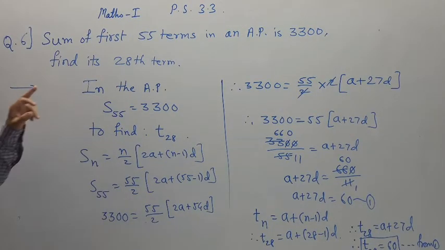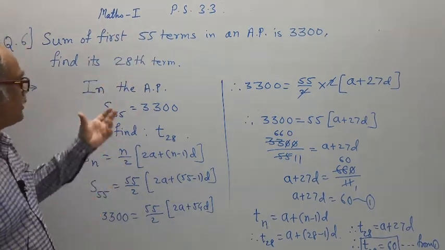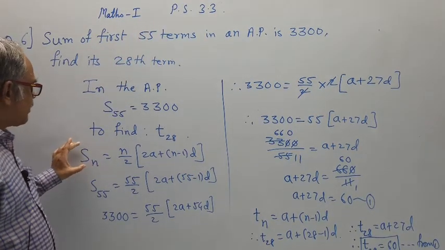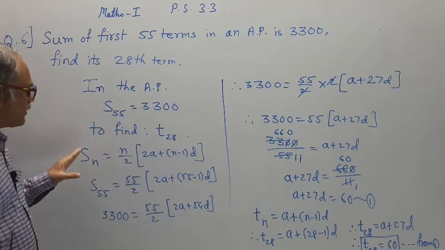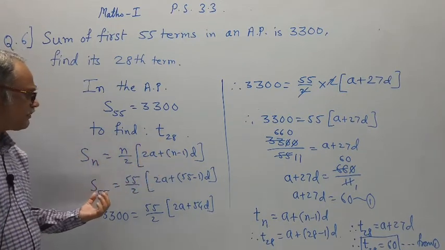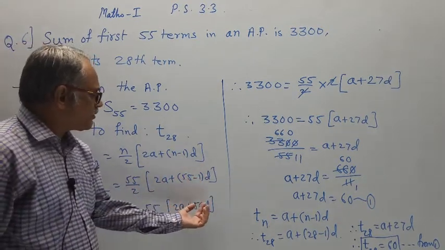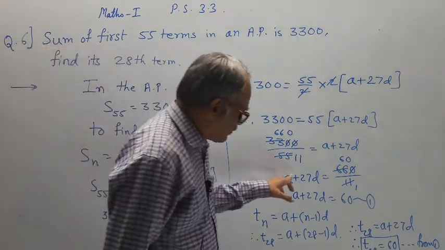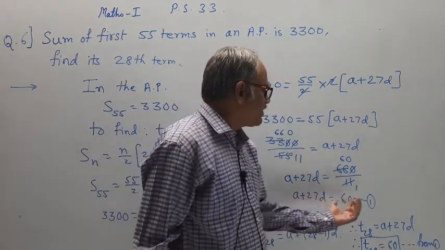Once again observe, whenever S55 is given, T28 is asked, nothing else is given, means 55 plus 1, 56 upon 2 is 28. Once the sum of n terms is given and something like Tn or Tm is asked, then first find Sn. Sn is n by 2, 2a plus n minus 1 into d. S55 is 55 by 2 into 2a plus 55 minus 1 into d. Then you will get 2a plus 54d in a bracket. Take 2 common, cancel it and whatever you get, a plus 27d, is only T28, means T28 is 60.